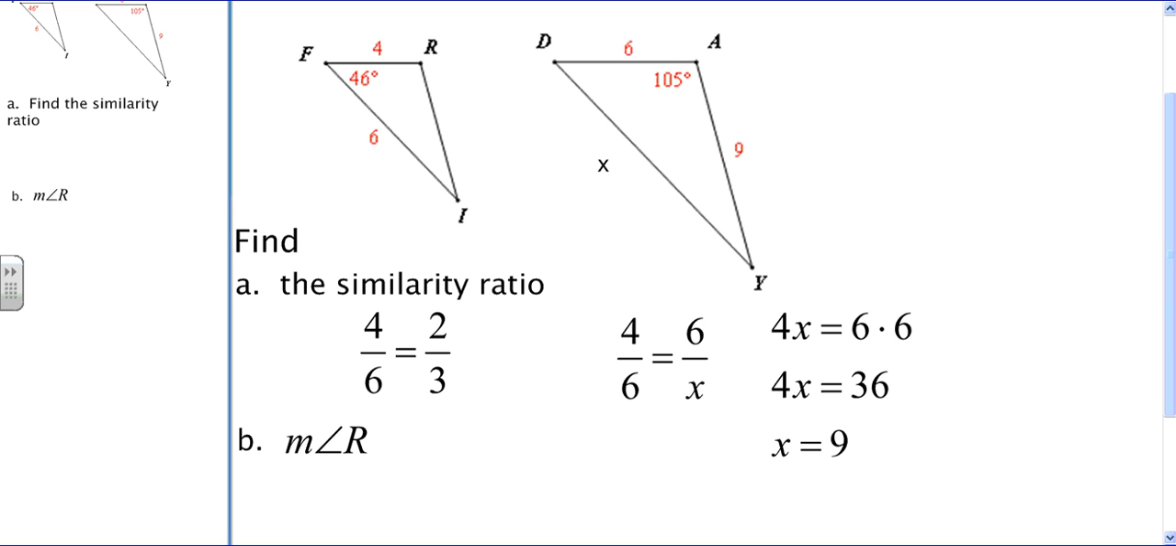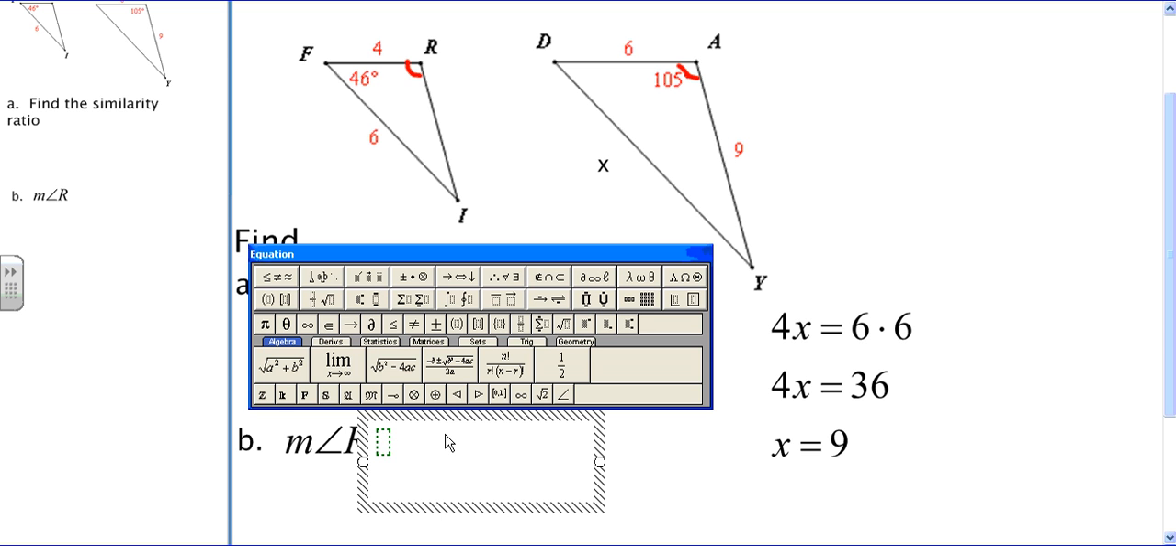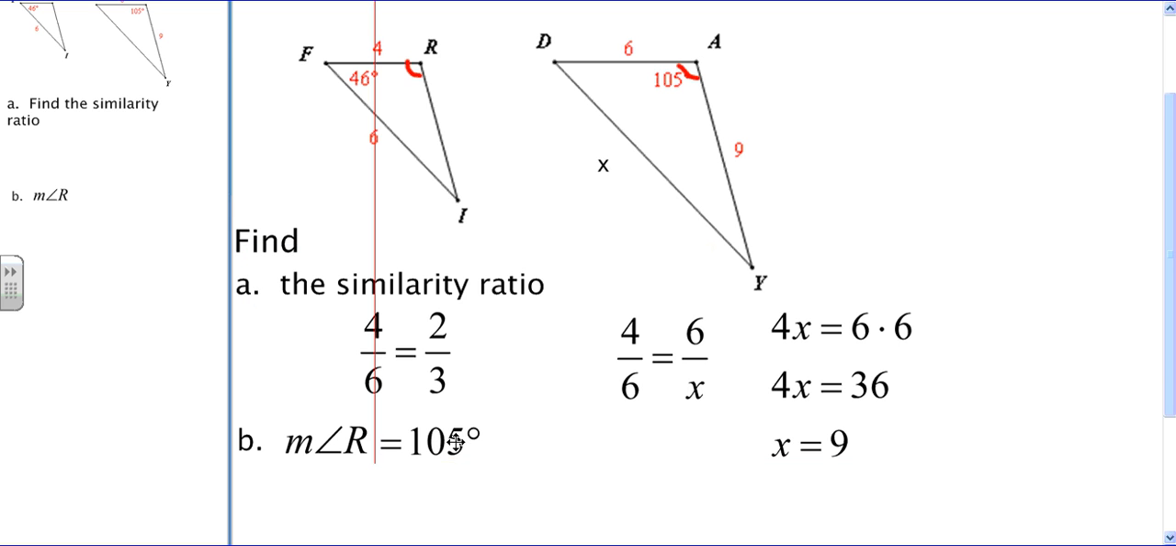Let's find the measure of angle R. Well, remember how we talked about corresponding parts being congruent to each other? So angle R must be congruent to angle A. Therefore, the measure of angle R has to be the same as the measure of angle A, and it has to equal 105 degrees. And it's that simple.